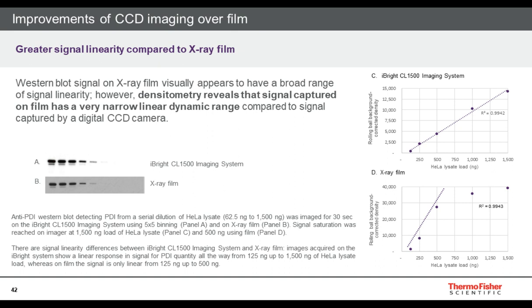Additional supporting data of the signal linearity generated with iBright is shown here. While Western blot images with X-ray film may appear to have a linear detectable range, when performing densitometry on the individual bands, it's clear to see that the signal captured on film has a much narrower dynamic range compared to signal captured with the iBright imaging system. Images acquired on the iBright show a linear detection range for PDI from 125 nanograms up to 1,500 nanograms of HeLa lysate, whereas with the film, the linear signal is only from 125 nanograms to 500 nanograms.